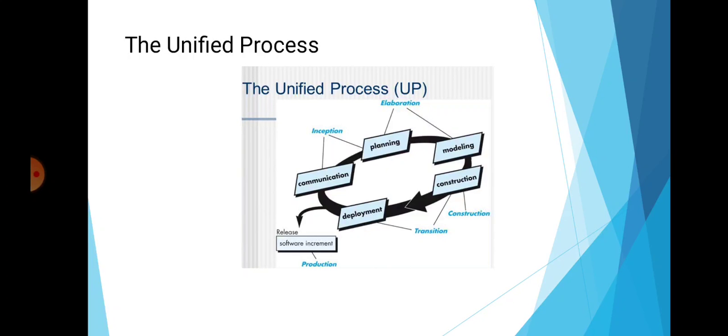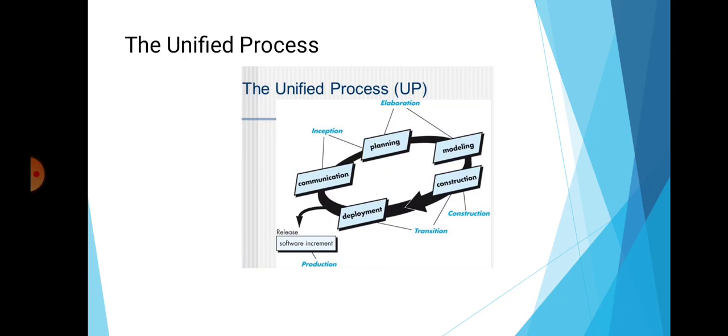Then the second model is the unified process. UP stands for unified process, an iterative and incremental software development process framework. We know that process models in software engineering are simply a series of steps followed to create a software product. The unified process model is an iterative, incremental, architecture-centric and use-case-driven approach to software development.